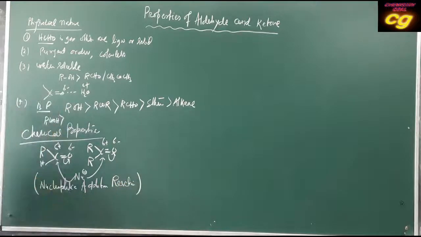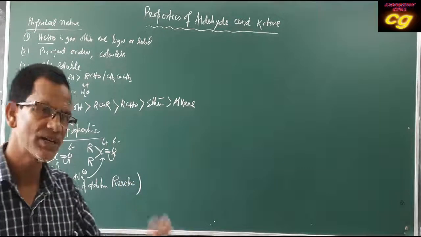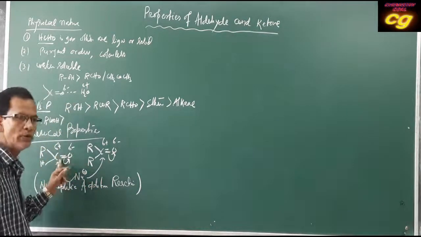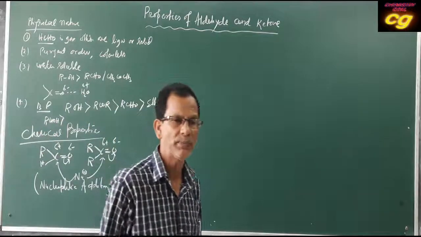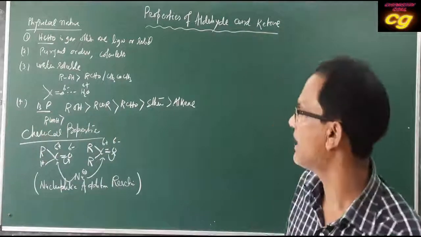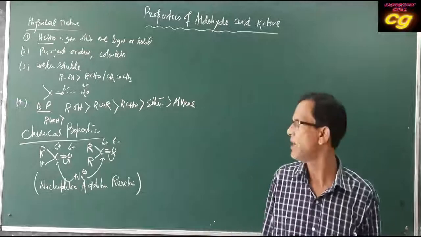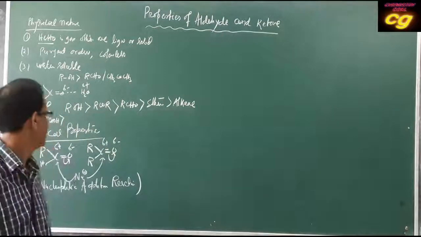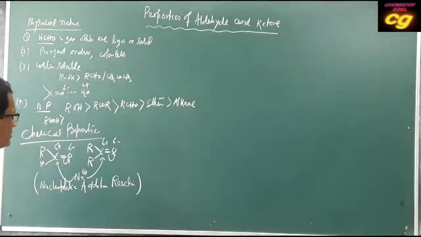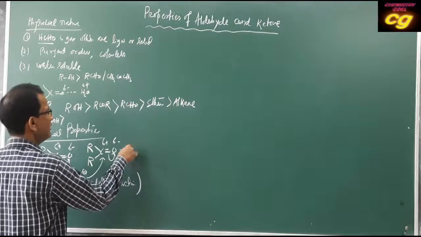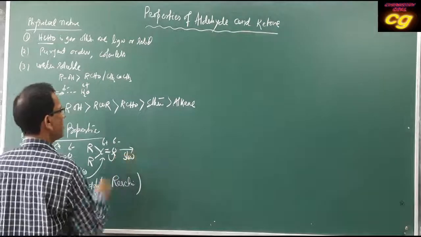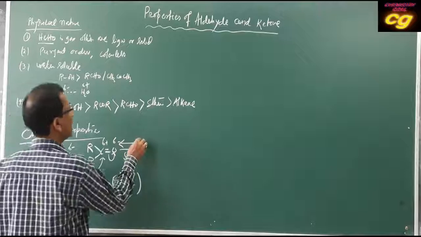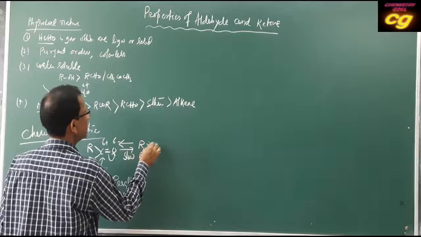Very important: aldehyde and ketone show a common organic reaction, nucleophilic addition, because the carbonyl group is a polar group having partial positive charge on carbon and partial negative charge on oxygen. That's why the nucleophile attacks carbon and the double bond breaks. This step is a slow step, always a slow step. Let it be aldehyde and ketone like this.